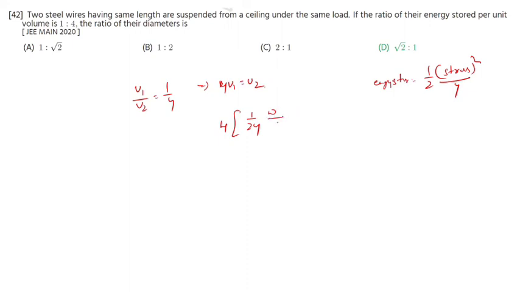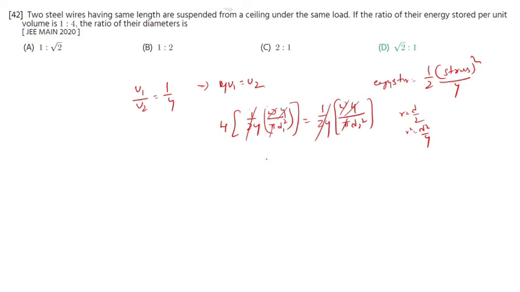per unit area. Area I am writing as pi d1 square by 4, children. Actually pi r square, but r is nothing but d by 2, no? So r square is nothing but d square by 4. So I wrote that. That is equal to 1 by 2Y into W into 4 divided by pi d2 square. So 1 by 2Y will get cancelled on both sides, W and 4 pi will get cancelled.